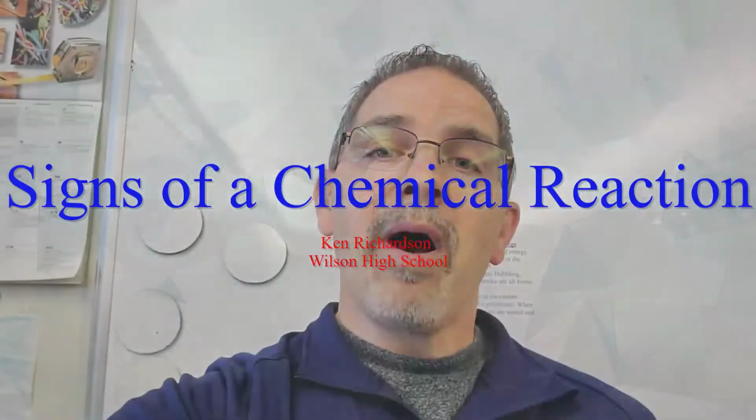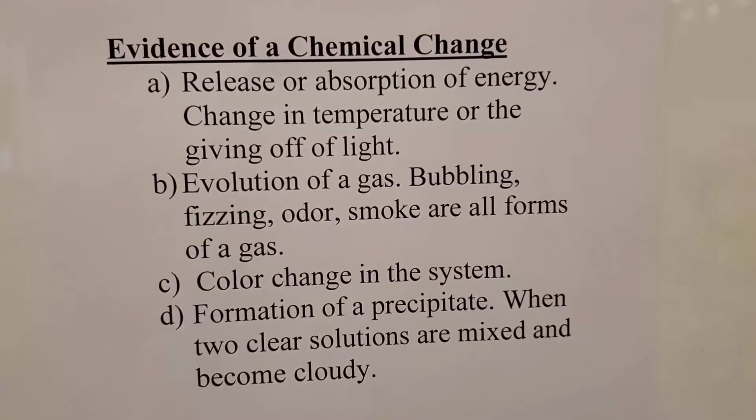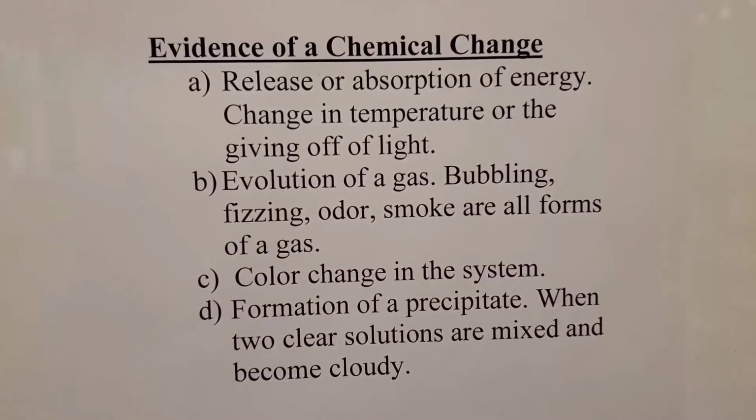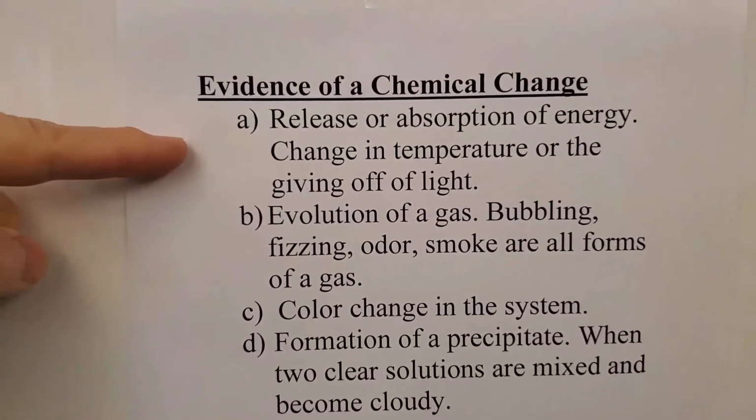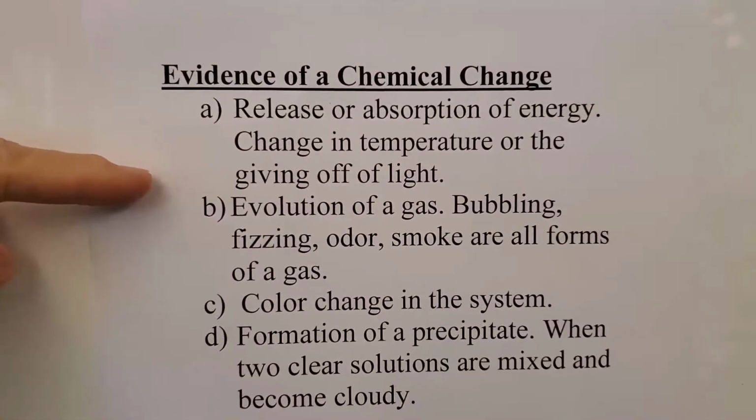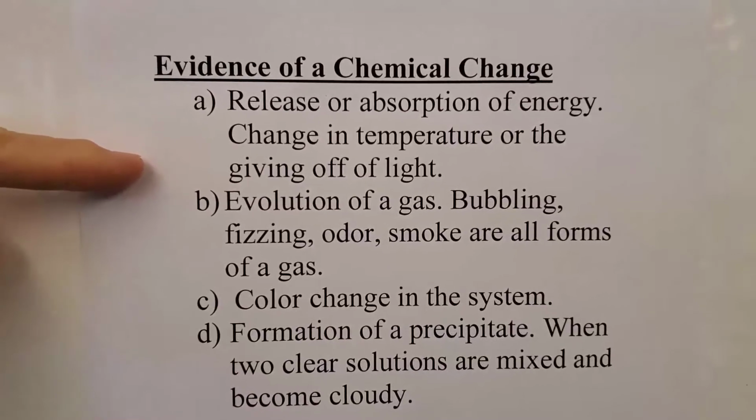Okay, so we've been talking about matter and chemical changes and physical changes. Now, when you have a chemical change, there's usually 4 signs of a chemical reaction that has taken place. And so I want to just briefly review those with you. So here they are. We've got some kind of release or absorption of energy, and typically that's accompanied by a change in temperature or some giving off of light.